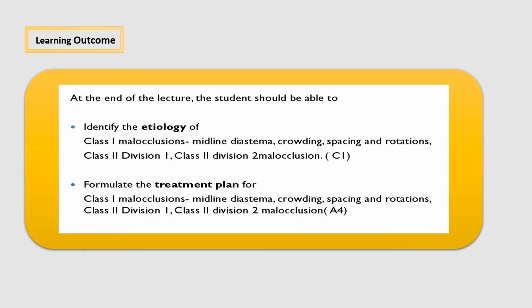As for the learning outcome, at the end of the lecture, you should be able to identify the etiology of Class 1 malocclusions, midline diastema, crowding, spacing, and rotations, and also Class 2 Division 1 and Division 2 malocclusions. Also, you need to be in a position to formulate the treatment plan for Class 1 malocclusions, Class 2 Division 1 and Division 2 malocclusion.